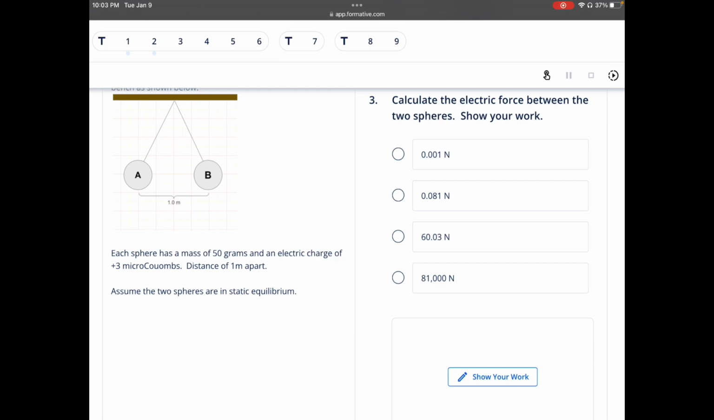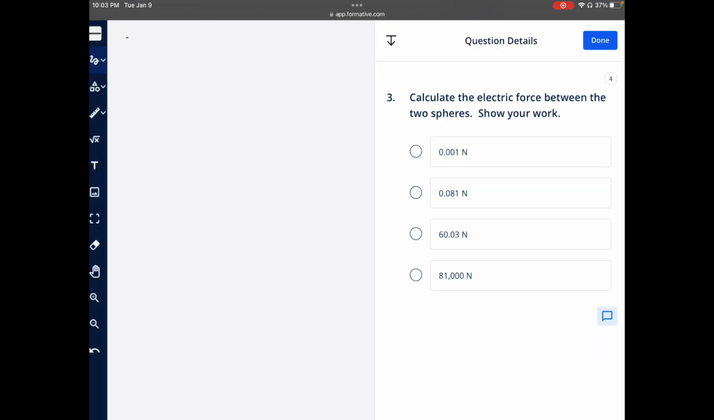Now, electric force has two different equations. I could do either Coulomb's law equation, this Fe equals kq1q2 over r squared, or the electric field equation. It doesn't make sense to do the field one because we know the two spheres' charges.